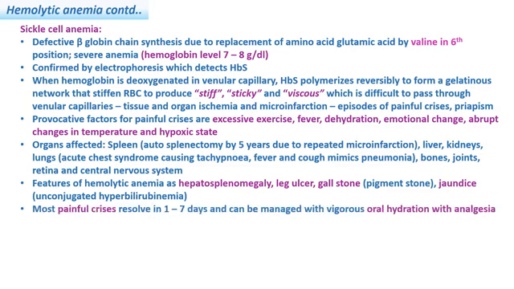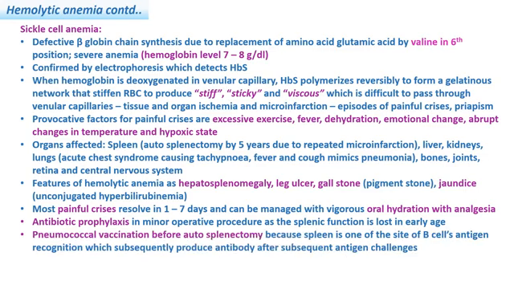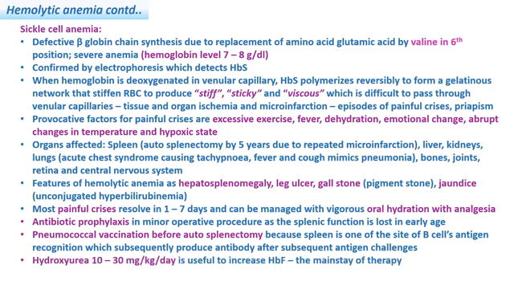Most painful crises resolve in 1 to 7 days, can be managed at home with vigorous oral hydration with analgesia. Antibiotic prophylaxis in minor operative procedure as the splenic function is lost in early age. Pneumococcal vaccination should be done before autosplenectomy in this patient because spleen is one of the sites for B cells antigen recognition. Hydroxyurea 10 to 30 milligram per kg per day may be useful for sickle cell anemia to increase the fetal hemoglobin.